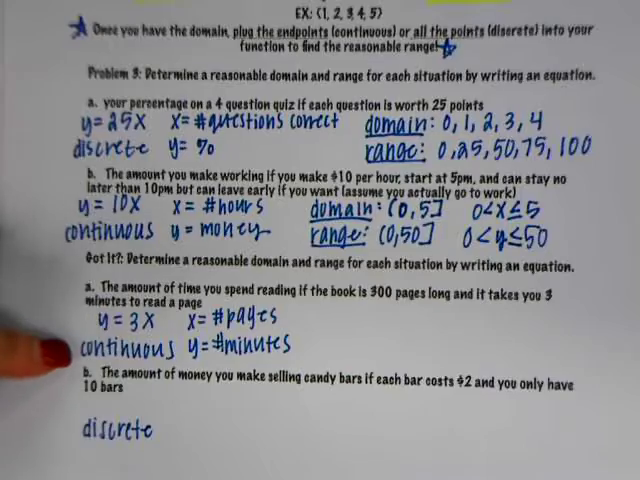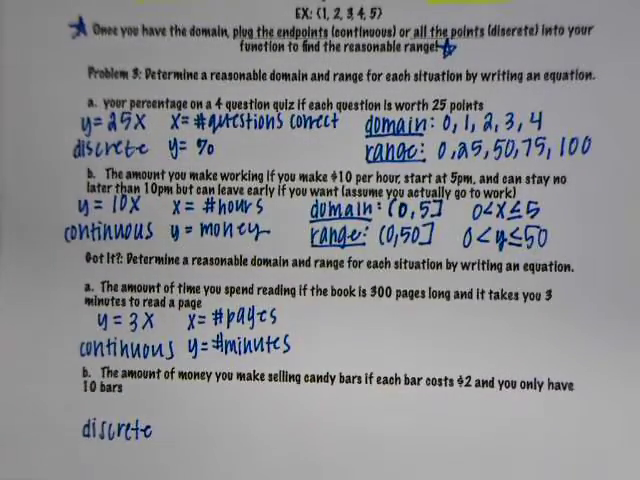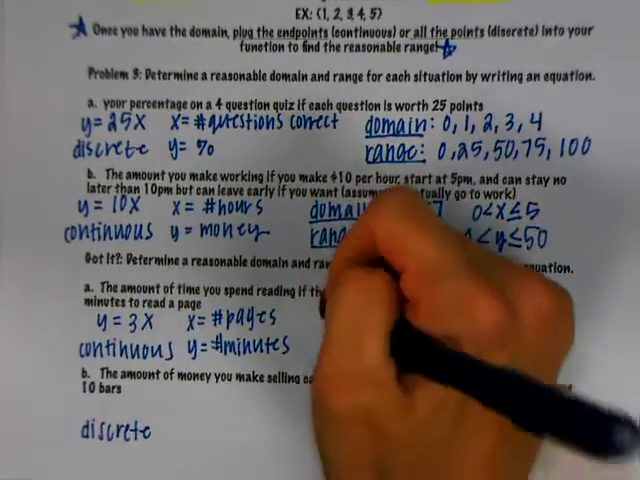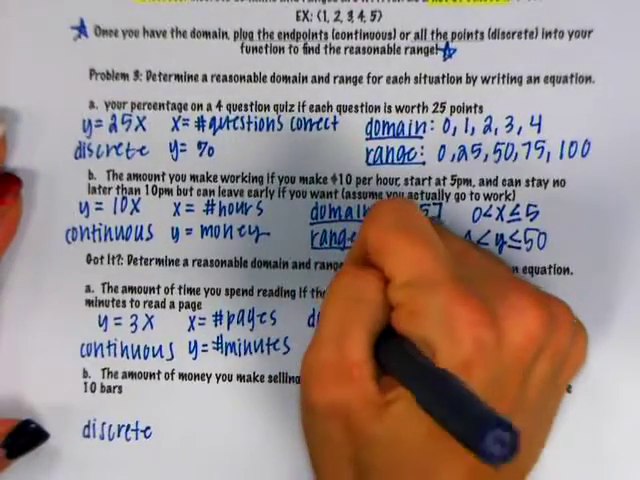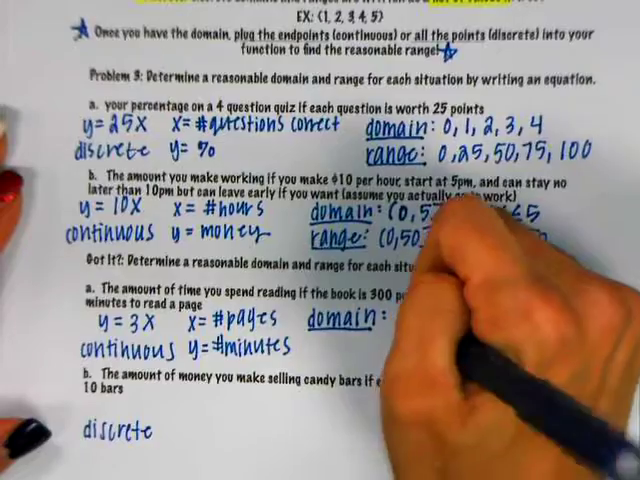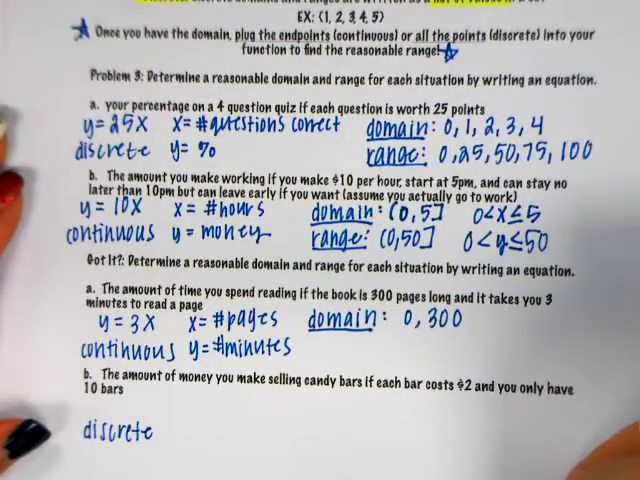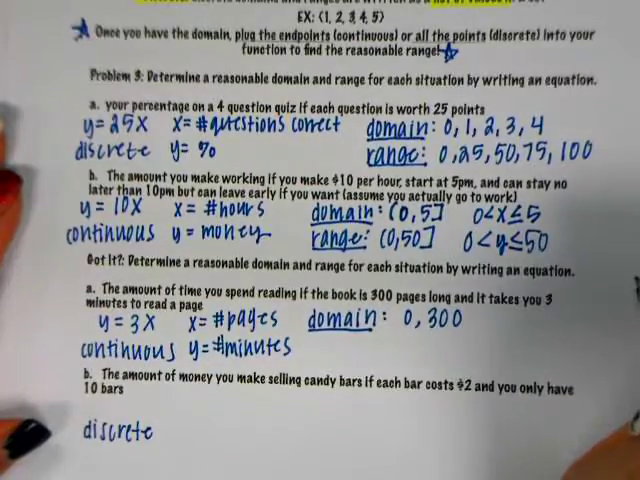So since this is continuous, we can't list out all of the options of how many pages, because you can do partial pages too, like you could stop halfway down a page. So smallest and biggest. So domain for number of pages, what's the lowest amount of pages? 0. And the highest? And then equal to or not equal to both one of them.